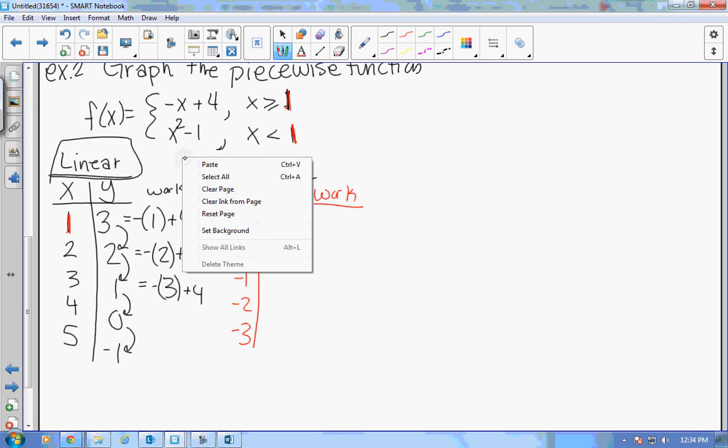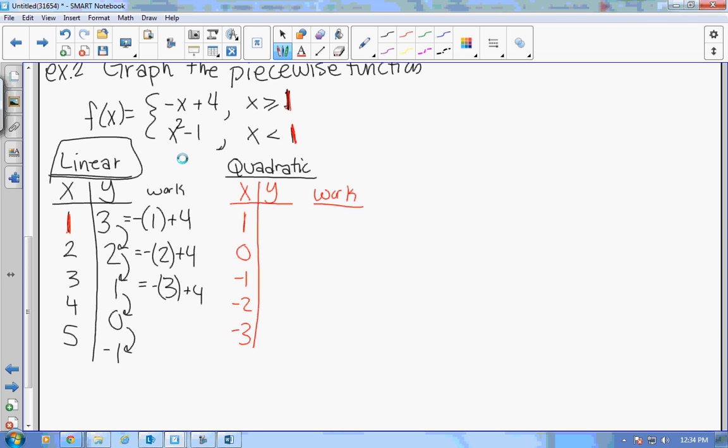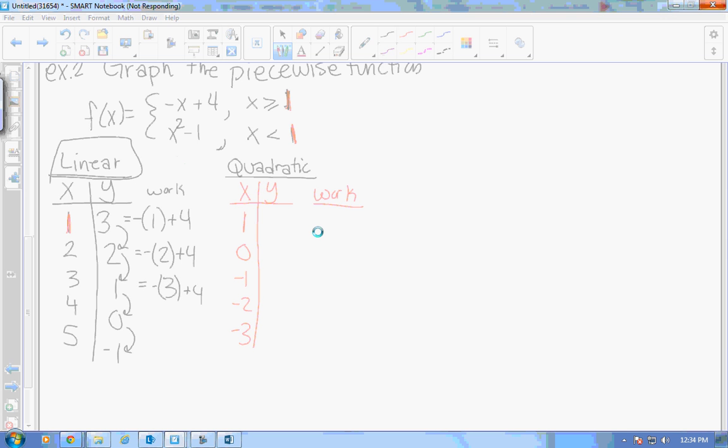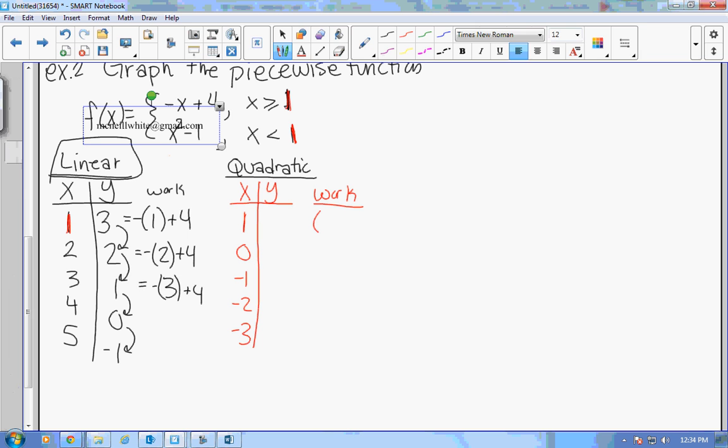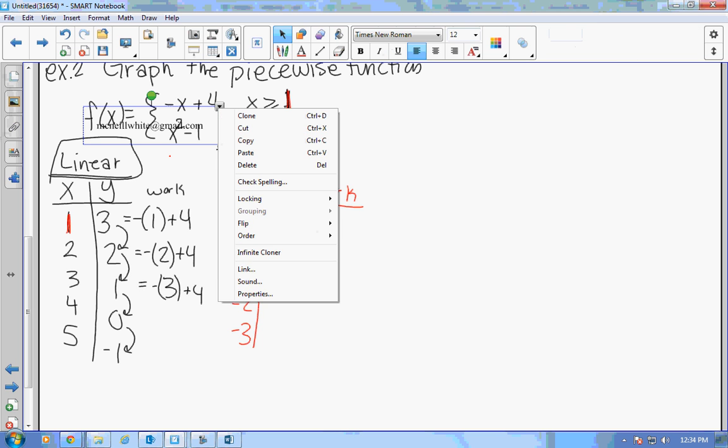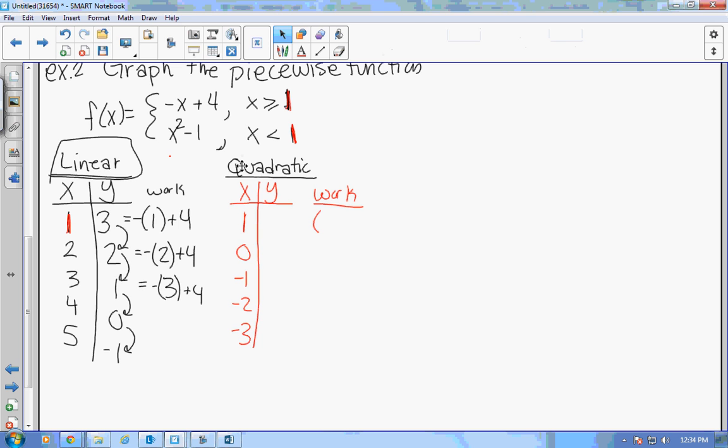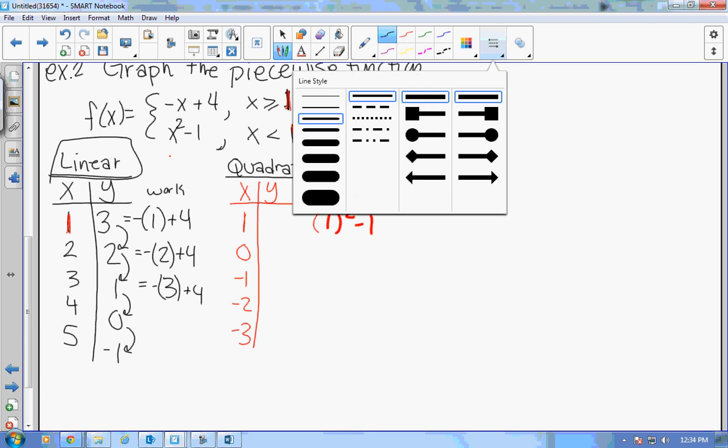This one comes from the bottom function, so it changes. It's no longer linear. X squared minus 1. So make sure, uh-oh, it's doing something weird. I have the scrolly bar of death. Oh. Apparently I did like a copy and paste or something. X squared minus 1. Make sure you put parentheses. With parentheses and exponents, you have to do those first.